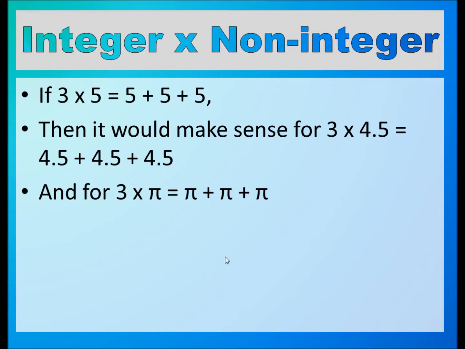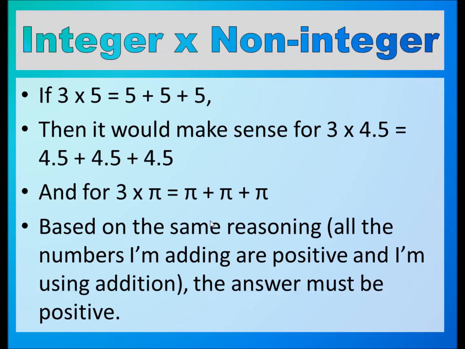It would also make sense for 3 times pi. Pi, by the way, is about 3.141592. So it would make sense for 3 times pi to equal pi plus pi plus pi. Based on the same reasoning, all the numbers I'm adding are positive, and I'm using addition, so the answer must be positive, which is the same result we got when we multiplied 2 positive integers together.